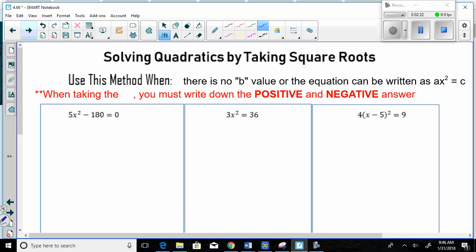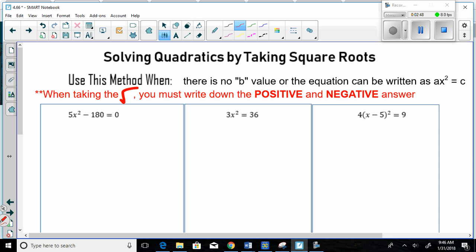Okay, so I'm going to start with our little survival guide. So write down what's in red. So when we were taking the square root, we just talked about you must write the positive and the negative. You can use a plus sign and a minus sign if you don't have room. Just like we found our x-intercepts all last class, right? This is a different way to do it, and it's the easiest way.